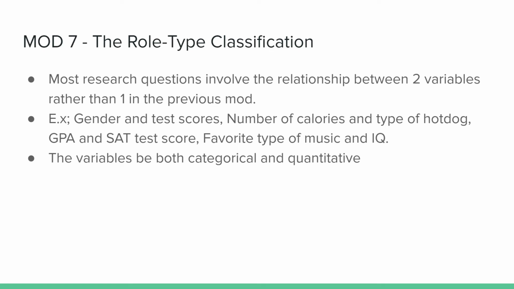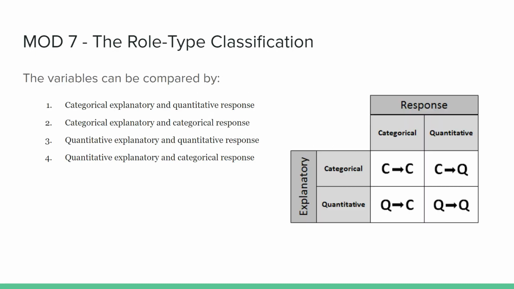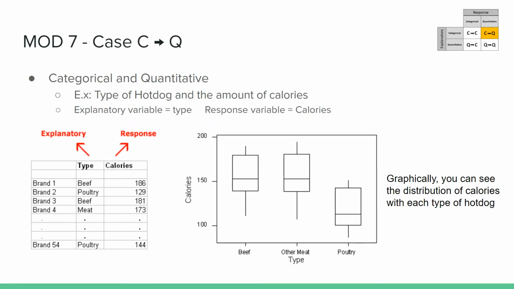The first mod, Mod 6, was mainly about one variable, but most relationships include two, with both categorical and quantitative variables. Categorical and quantitative variables can be compared with each other using different methods. For example, categorical and quantitative would be something like hot dogs and the amount of calories. In this case, a box plot is used.